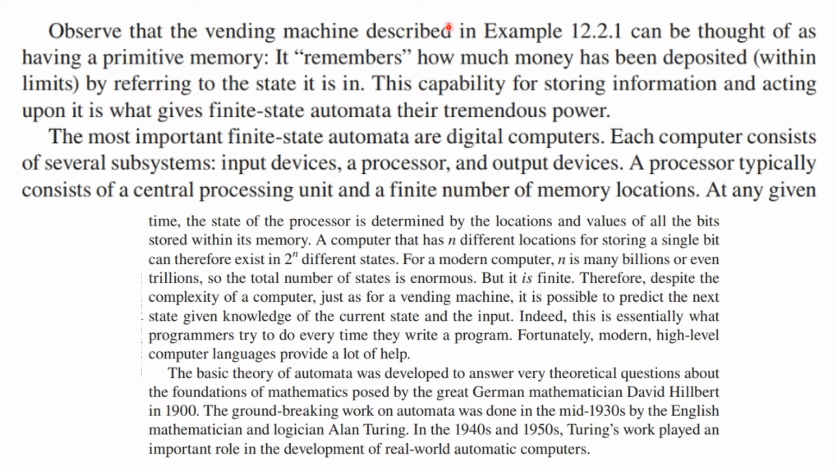So observe the vending machine can be thought of as having a little bit of memory. It remembers how much money has been deposited, within limits, and that is because it's finite, and this refers to the state that it's in. Now that's a very powerful thing, and the most important thing to remember is that digital computers are finite state automata. Each computer consists of several subsystems: input, processor, and output. A processor is a CPU and a finite number of memory locations. So you see it does have memory. At any time, the state of the processor is determined by the locations and values of all the bits stored within the memory, and it also acts on the input.